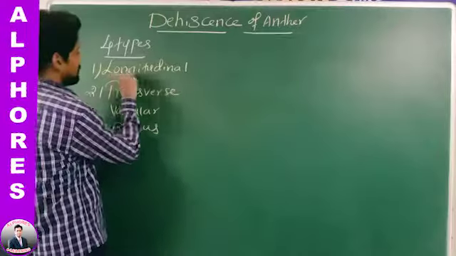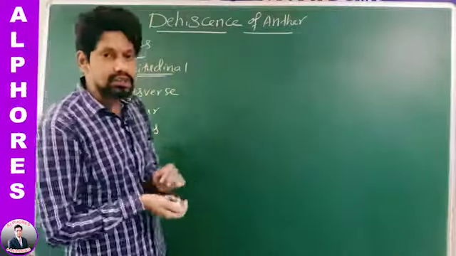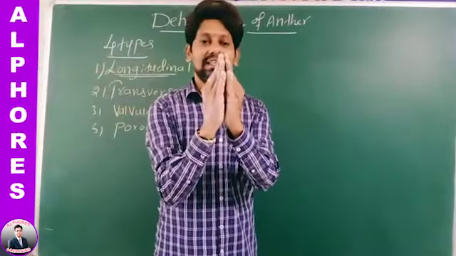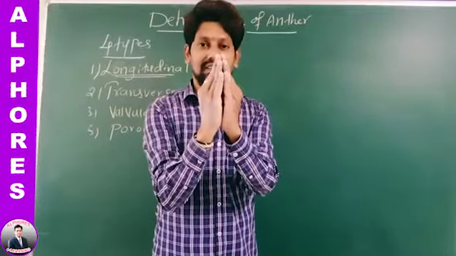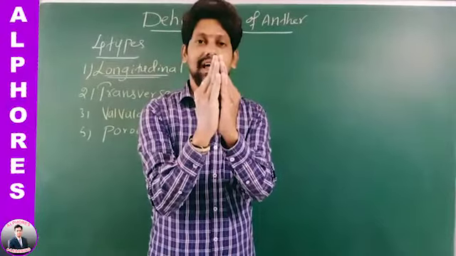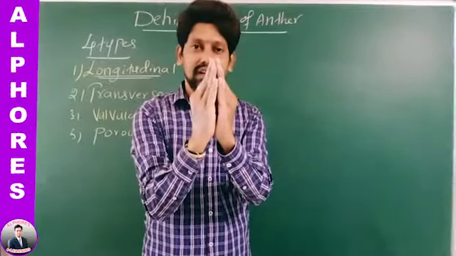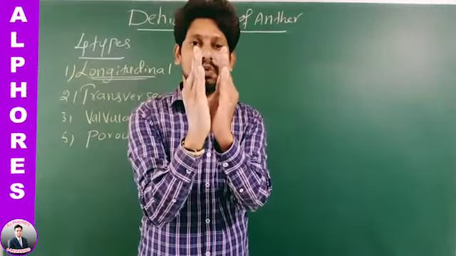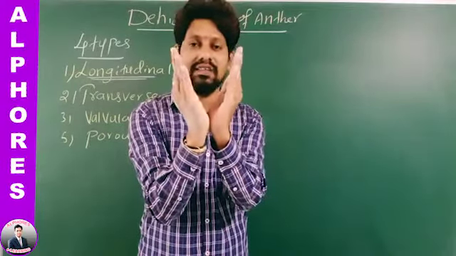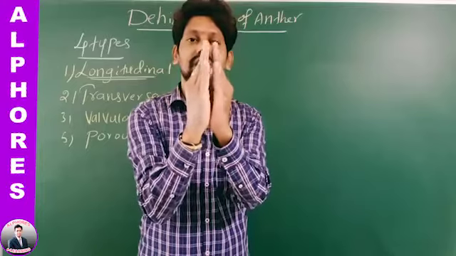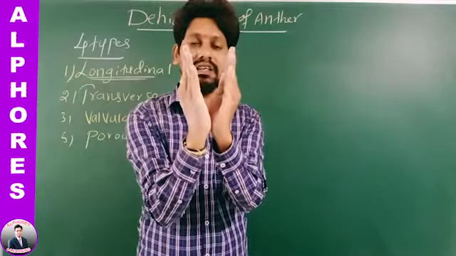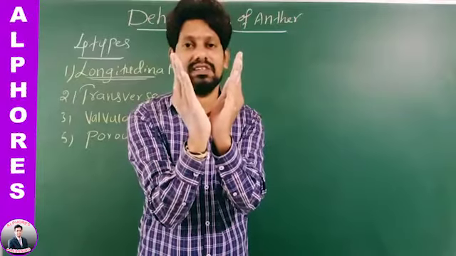Go for the first one, longitudinal dehiscence. For example, this is an anther, sir. See this one carefully. At maturity, this anther dehisces longitudinally. See, it is dehiscing longitudinally. This is longitudinal dehiscence.